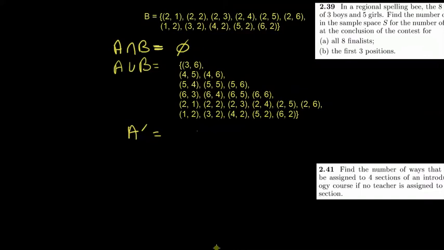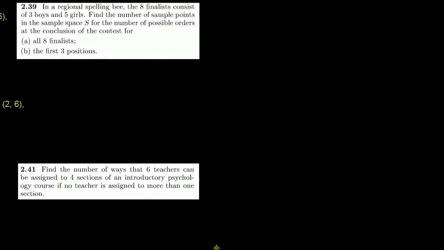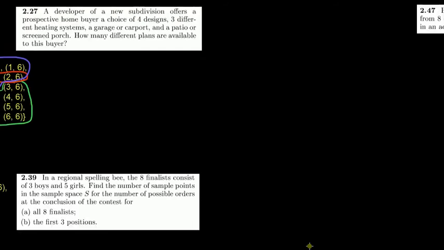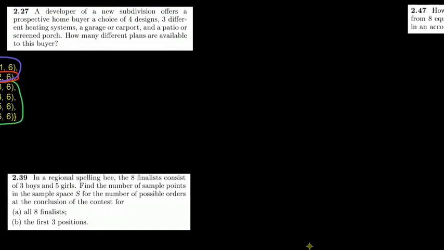All right, so let's move on to different counting type problems. A developer of a new subdivision offers prospective home buyers a choice of 4 designs. Okay, so there's 4 different designs that they offer. 3 different heating systems. Okay, a garage or a carport, a patio or a screen porch. How many plans are available for the buyer?